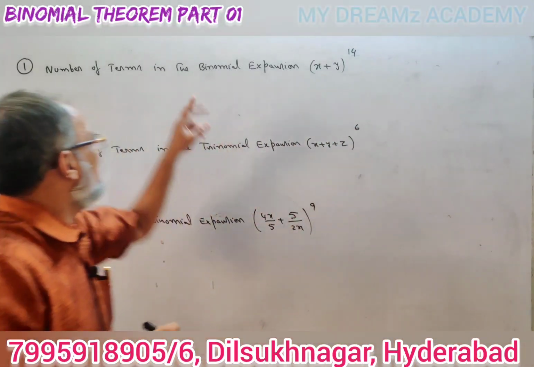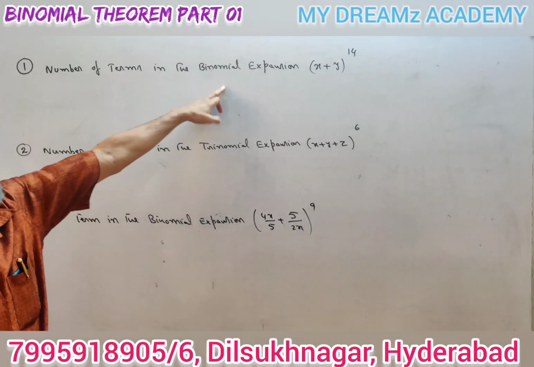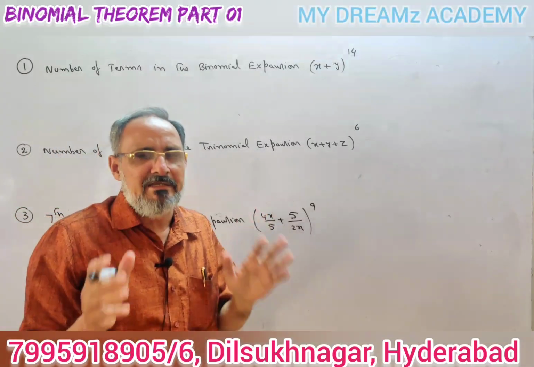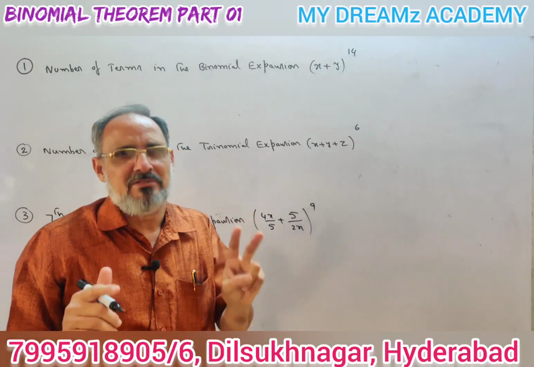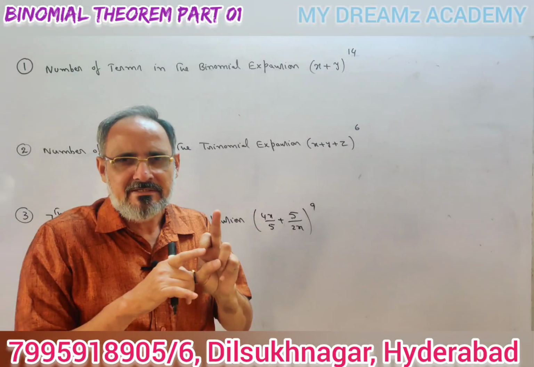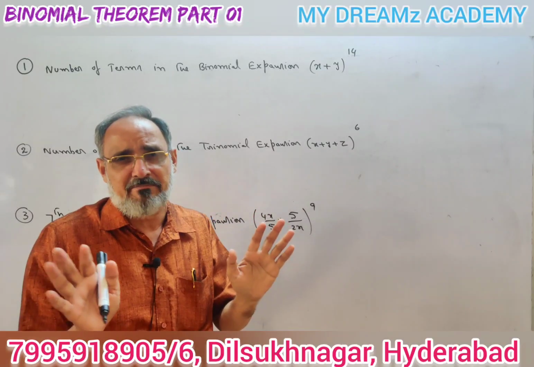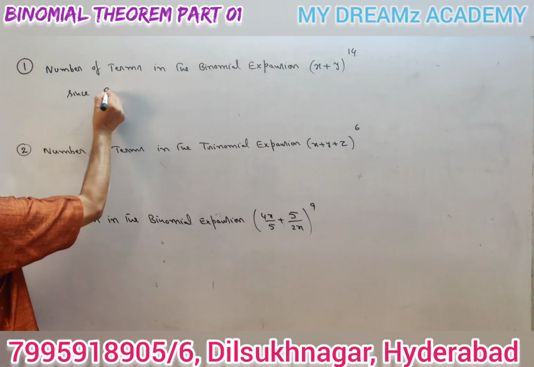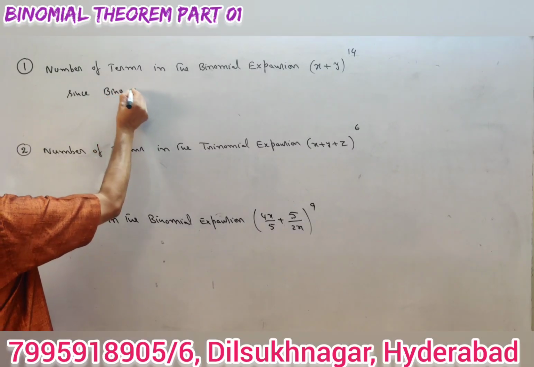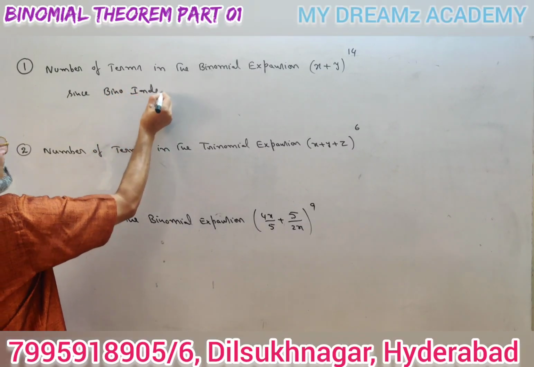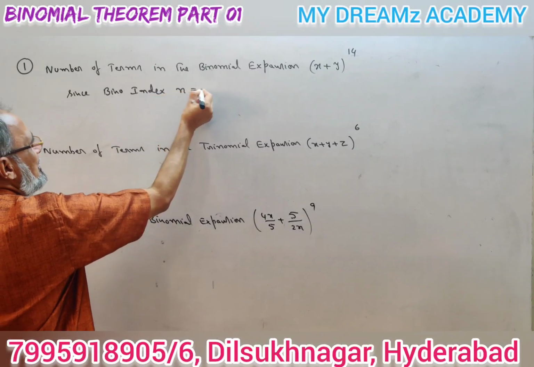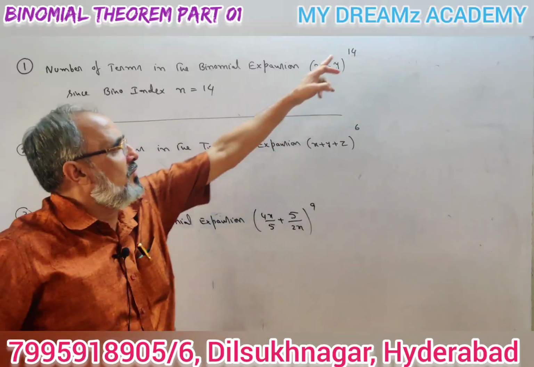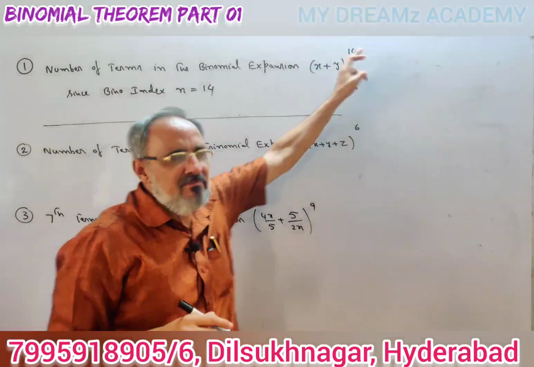First question: the number of terms in the binomial expansion. Everything is related to two main concepts: one is the binomial index and another is the general term of the expansion. In this, the binomial index n is equal to 14.